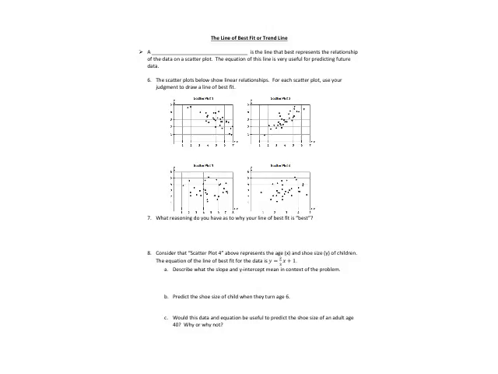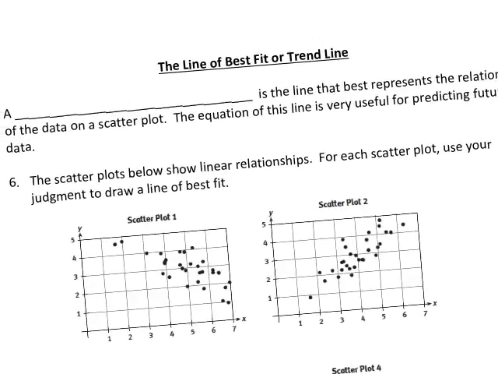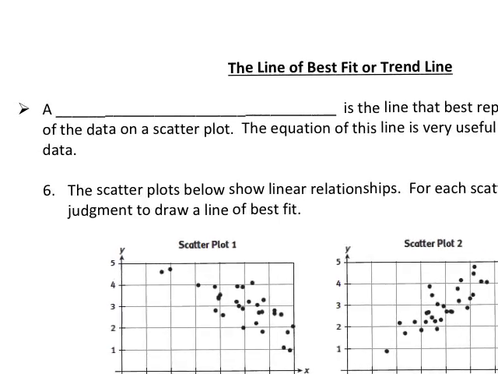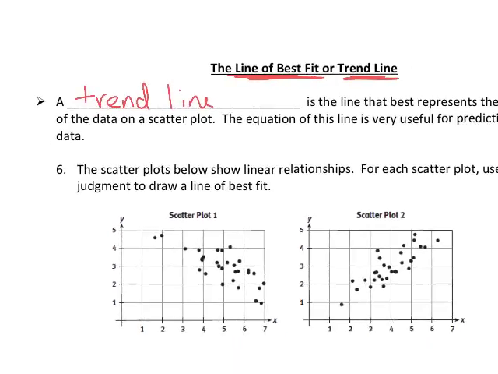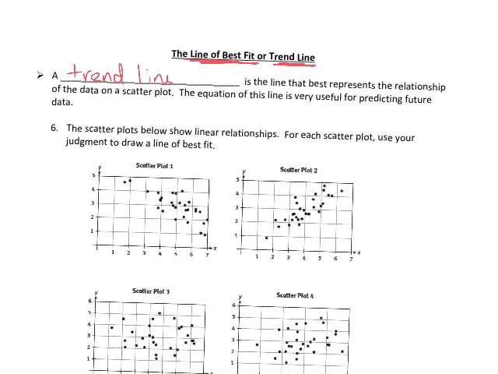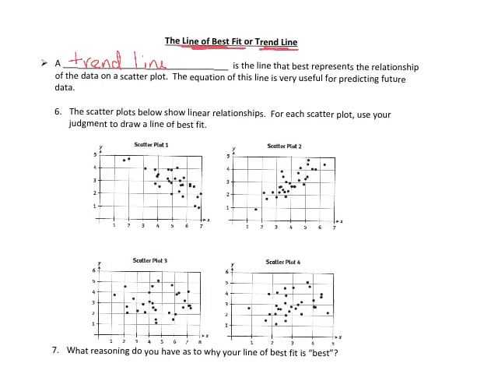Okay, so we've talked about correlation. Now let's talk about the line of best fit. You can either say trend line or line of best fit. They mean the same thing. Trend line and line of best fit are the same thing. It is the line that best represents the relationship of the data on a scatter plot.